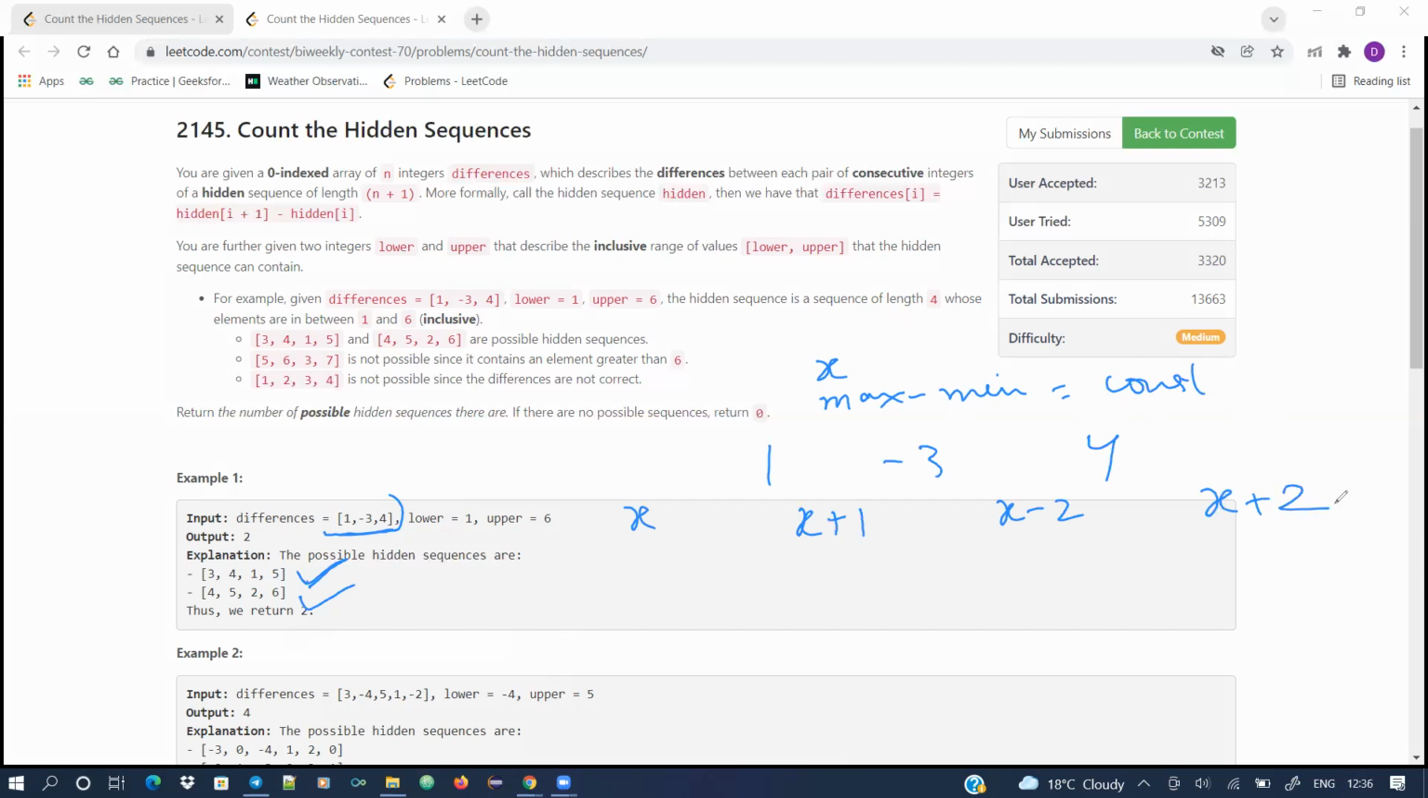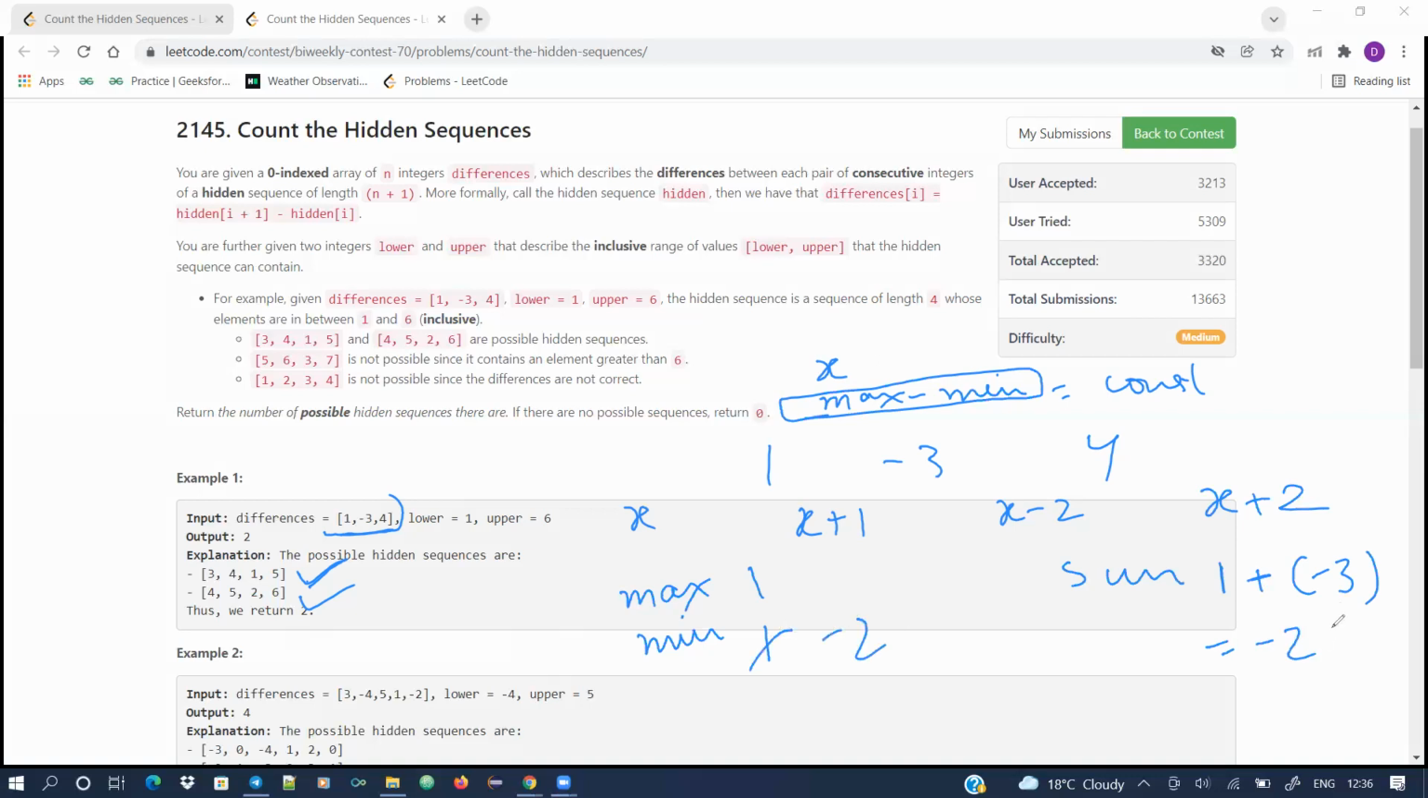So how are we going to find maximum minus minimum with the help of differences? The trick which we are going to use here is cumulative sum. Let's see. Let's take two variables, max and min, and sum. Sum is 1, so max is 1, minimum is 1. Now 1 plus -3 is -2, so minimum will become -2. -2 plus 4 is 2, so max will become 2.